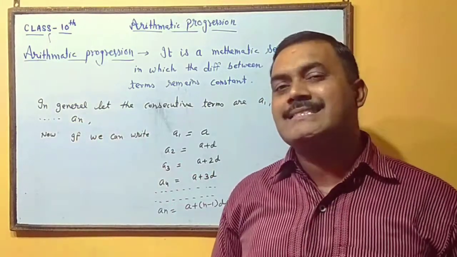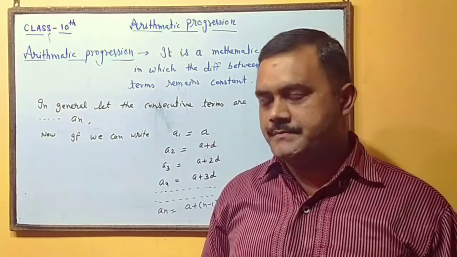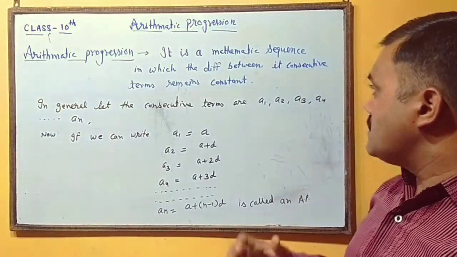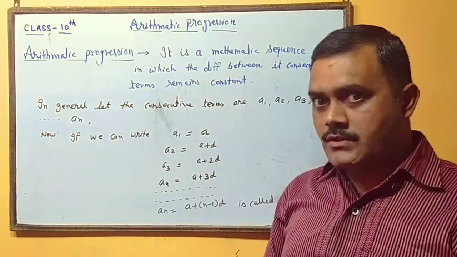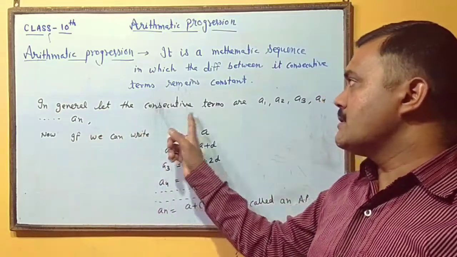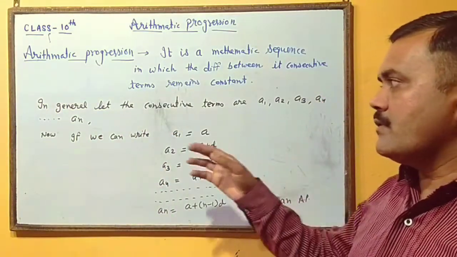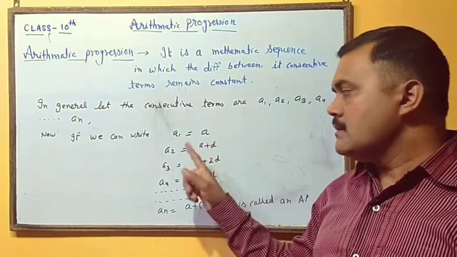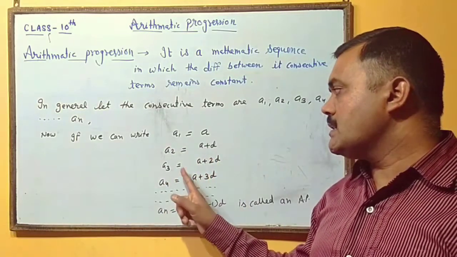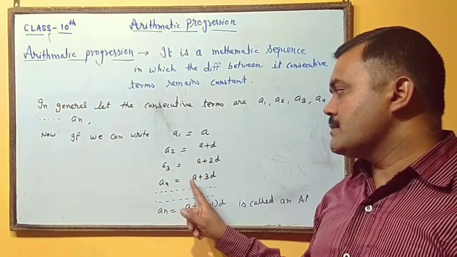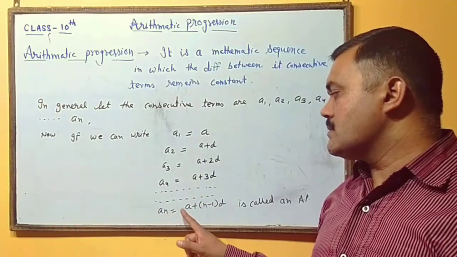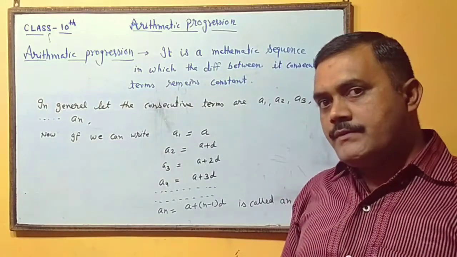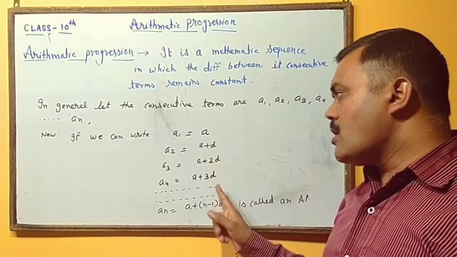Arithmetic progression can be written as AP, A for arithmetic and P for progression. So here it is a mathematical sequence in which the difference between its consecutive terms is always constant. In general, let the consecutive terms be A1, A2, A3, A4 and so on, An. Now we can write A1 equals A, A2 equals A plus D, A3 equals A plus 2D, A4 equals A plus 3D and so on, An equals A plus (n minus 1) into D. Then we can say it is an AP where A is the first term and D is the common difference.